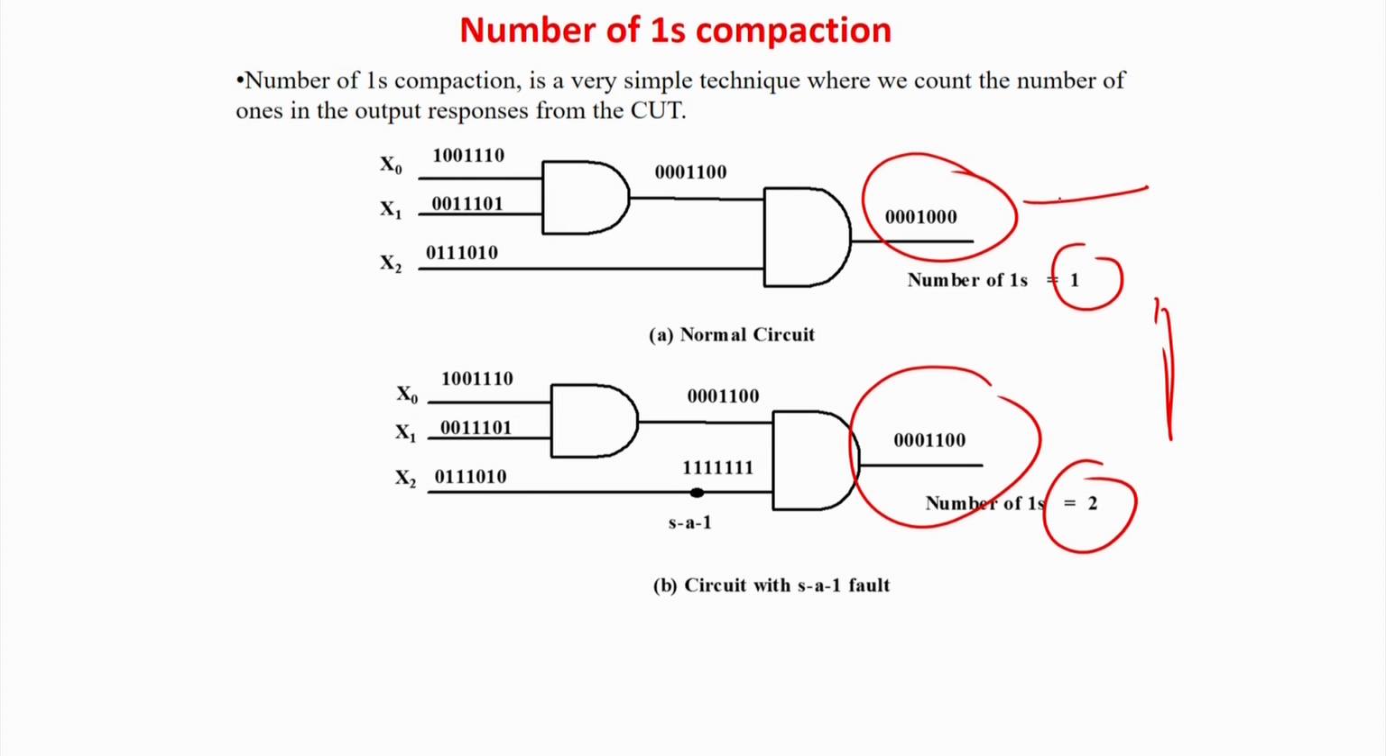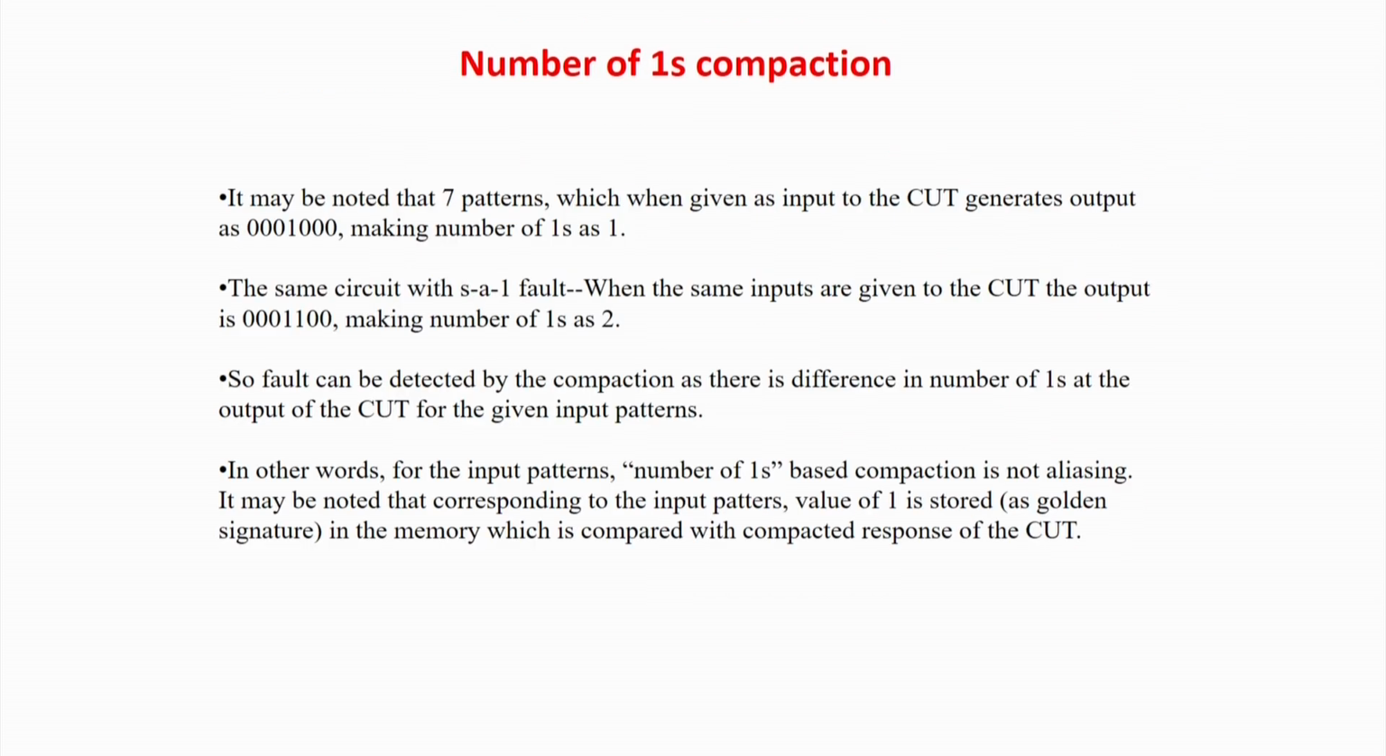So instead of sending 7 bits, we can send just 3 bits to encode the number of ones, because 7 is the number of test patterns, so the maximum count is 7. You can count how many ones there are and the fault will be detected. What I told you is written in this slide, but it is not always the case.